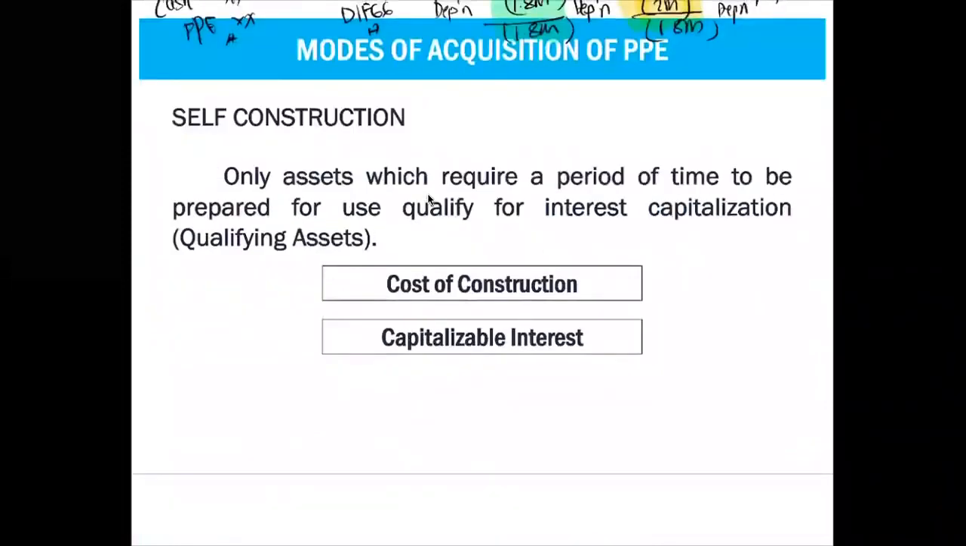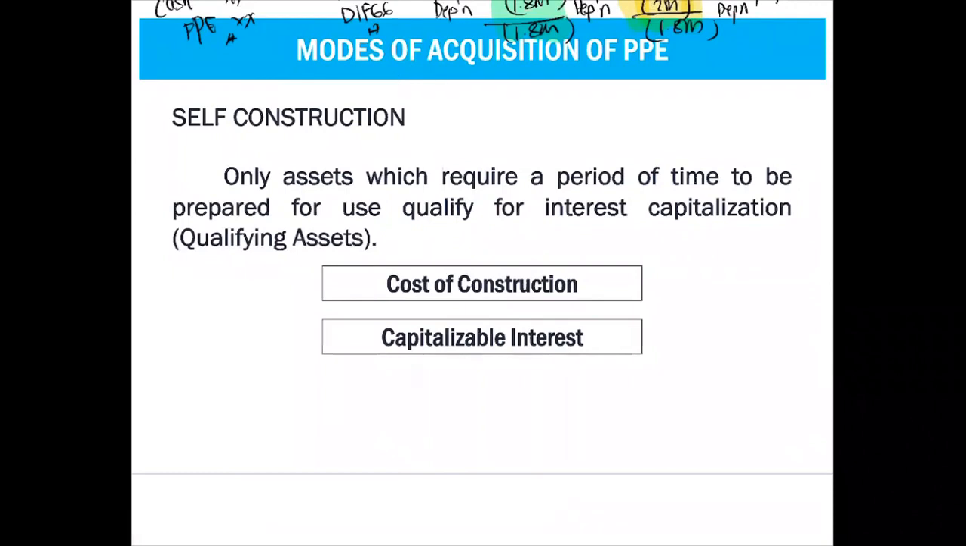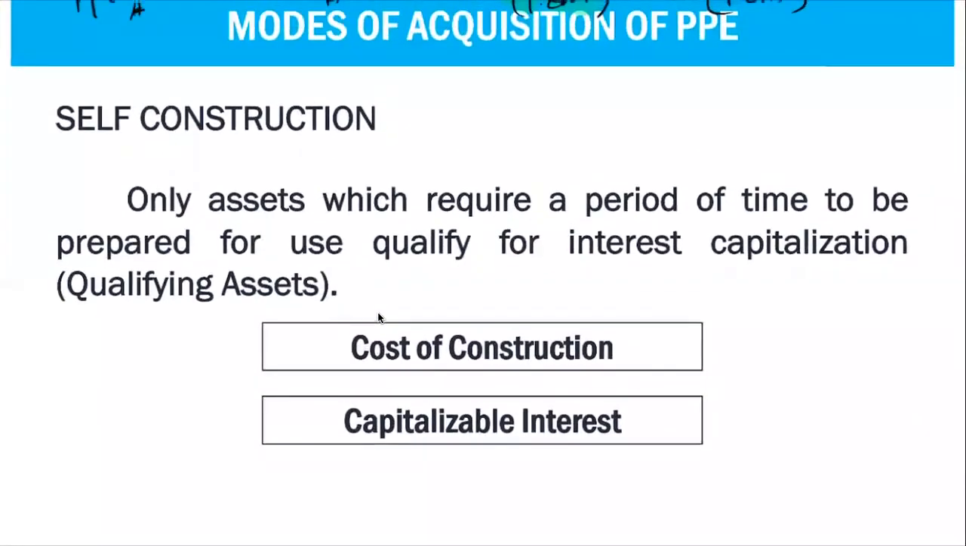Next mode of acquisition of property, plant, and equipment, we have your self-construction. So under your self-construction, what we have here is we will construct a property, plant, and equipment on our own. And what do we call that property, plant, and equipment for construction? So if ever we have that type of property, we call it your qualifying asset, in which substantial period of time is needed to prepare that asset for use. And if ever that is a qualifying asset, take note, we can capitalize interest.